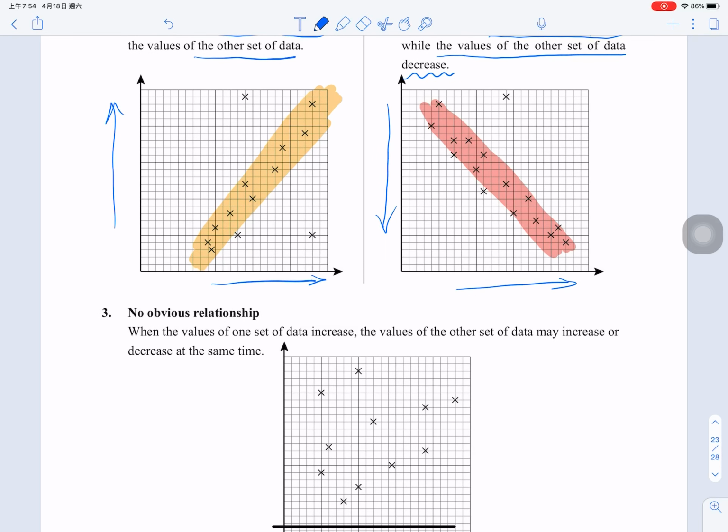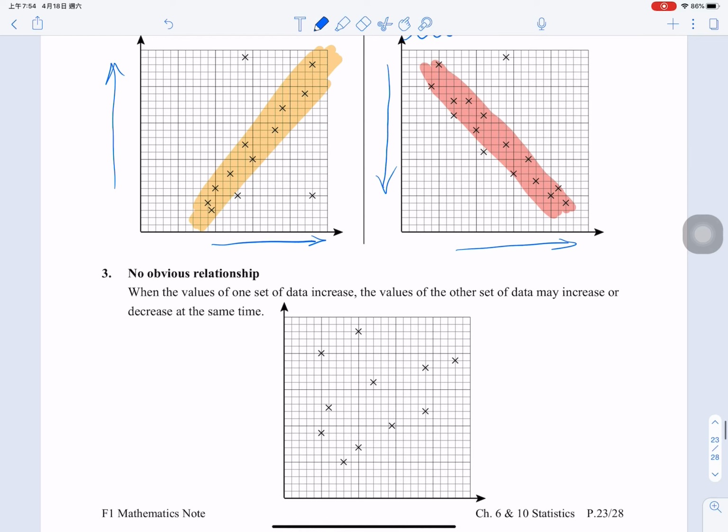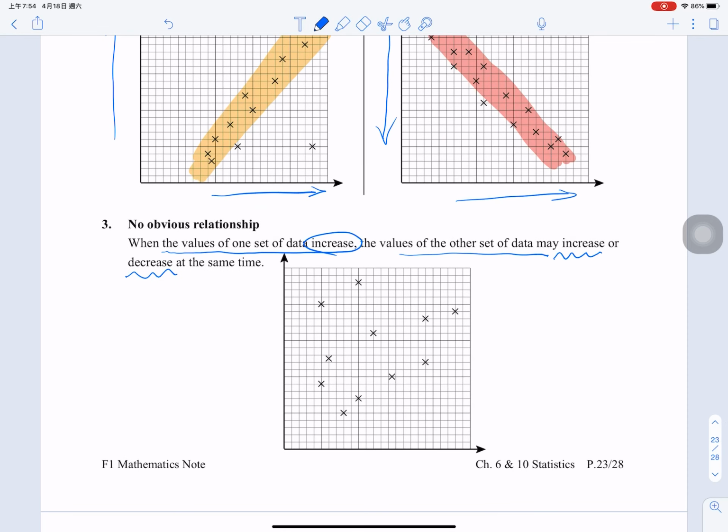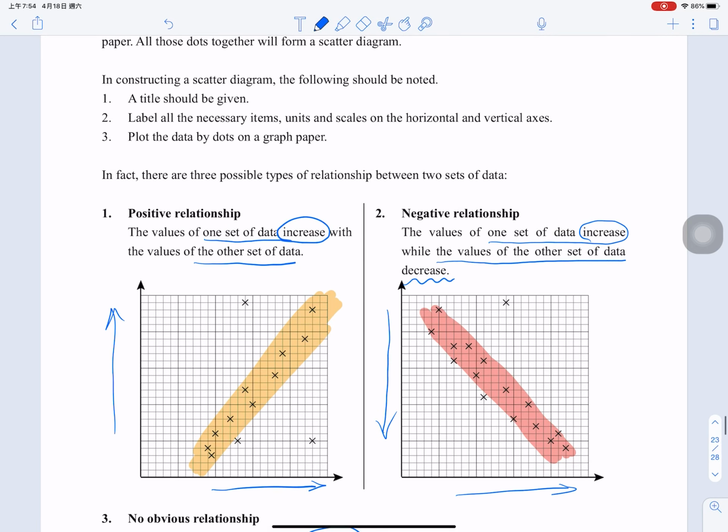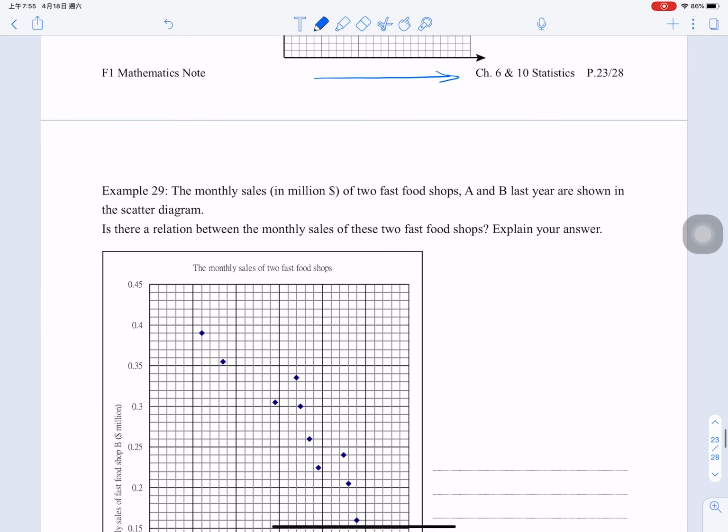The third one, no obvious relationship. That means when the values of one set of data increase, the values of the other set of data may increase or decrease at the same time. That means if this one increases, you cannot see the trend here for the other. So this one we say no obvious relationship, 冇明顯嘅關係. Okay, let's see some more examples.